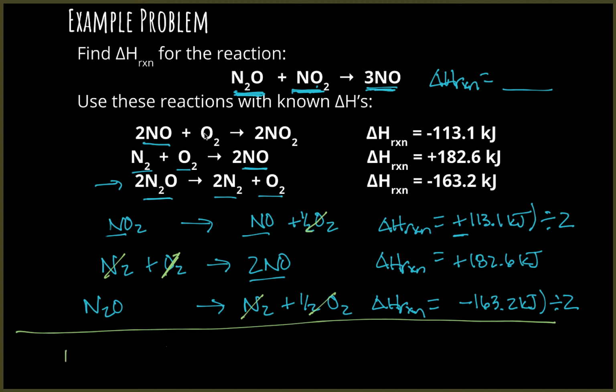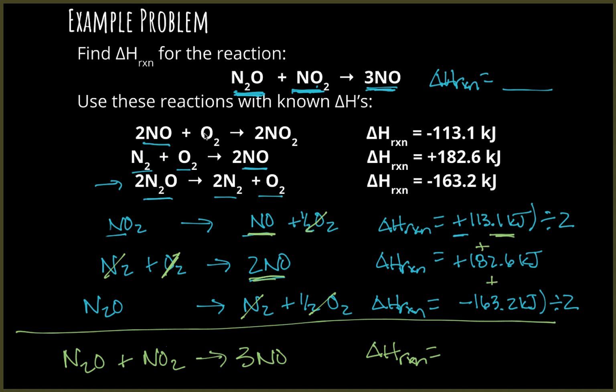Then I'm going to bring everything else down. N2O plus NO2. And then I have 2 NOs plus 1 more. That gives me 3 NOs. To get the overall heat of reaction, I'm going to divide this by 2, add it to the 182.6, add it to the negative 163.2 divided by 2. So I'm going to add all of those up after I make the adjustment, and my overall should be 157.55 kilojoules.